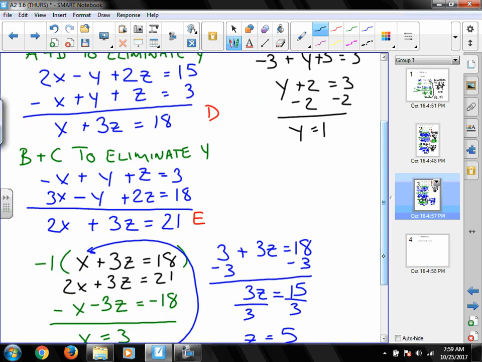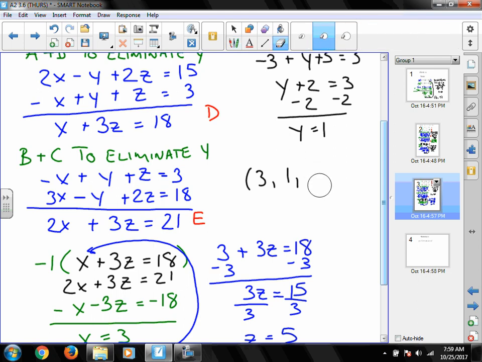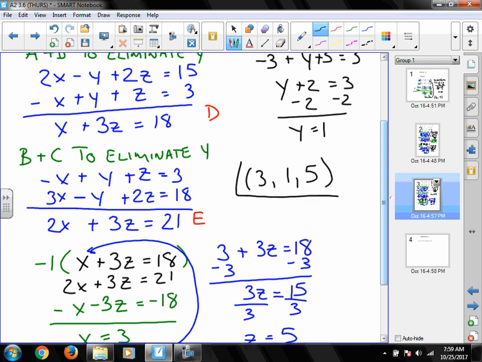Again, write that in your ordered triple, and we're done. So x is going to be 3, y is going to be 1, and z is going to be 5. Oh, 5, not z. There's our answer.